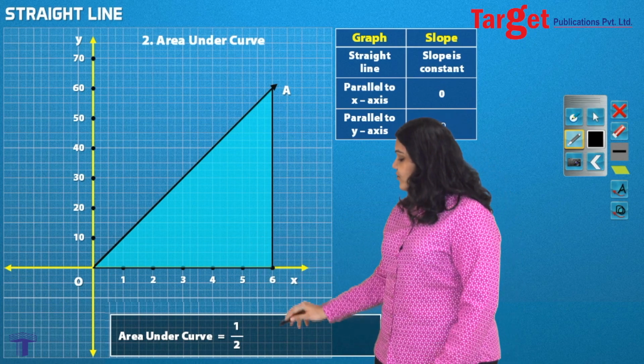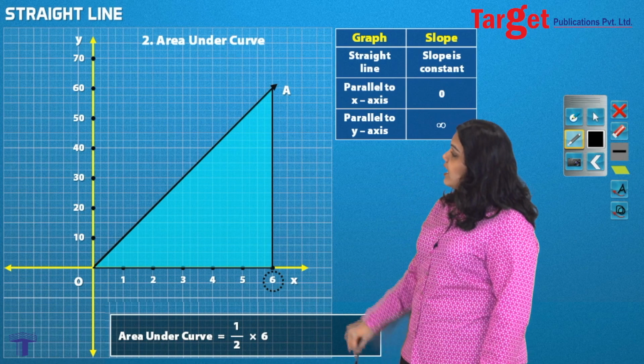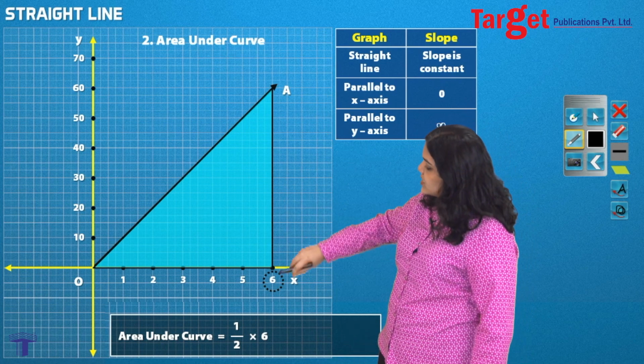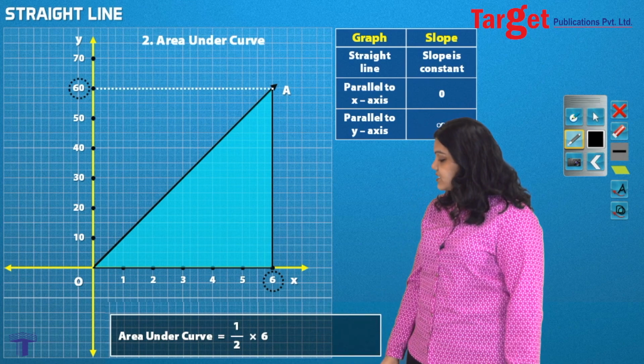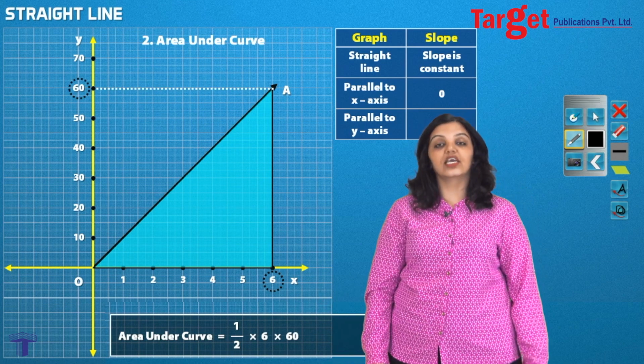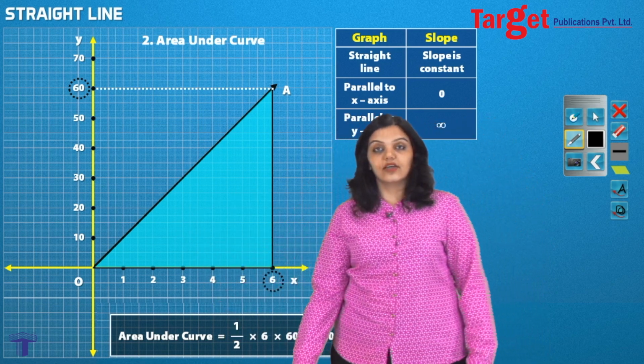So I'm going to have half into 6. 6 is the base. And I have to multiply that by the height. And you can see the height is 60. So I'm going to multiply that by 60. So I have half into 6 into 60, which is 180 square units. So this is the area under curve.